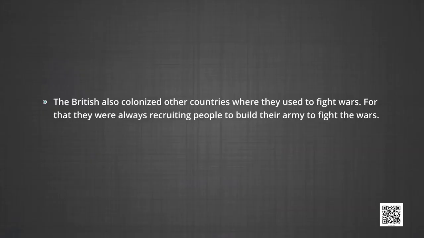Number two, as you know, the British also colonized other countries where they used to fight wars. For that, they were always recruiting people to build their army to fight the wars. Hence, it was essential for them to construct road and railway network to mobilize the army within India.